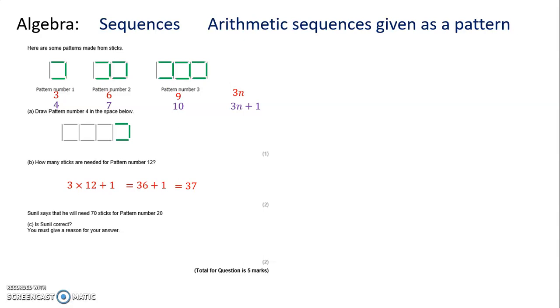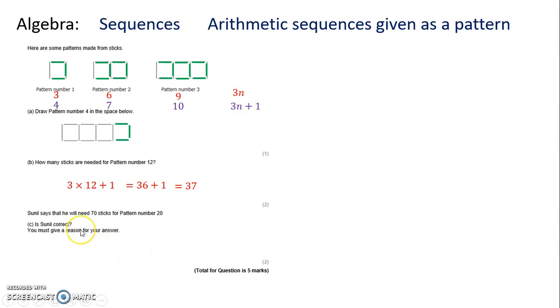There's another way of finding the nth term when you've got the pattern though, and that is that you can see pattern number 1 has got 1 lot of 3 plus an extra 1. Pattern number 2 has got 2 lots of 3 plus an extra 1, and pattern number 3 has got 3 lots of 3 plus an extra 1. So pattern number 12 must have 12 lots of 3 plus an extra 1. So you don't actually have to work out the algebra here. You can do it by analysing the pattern.